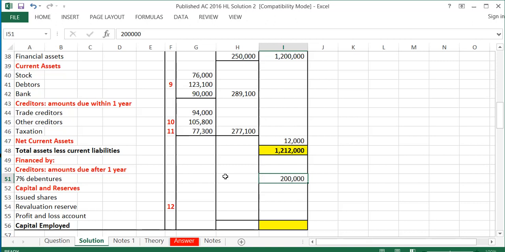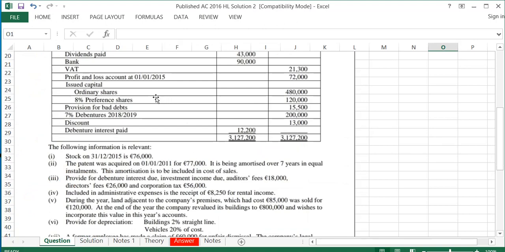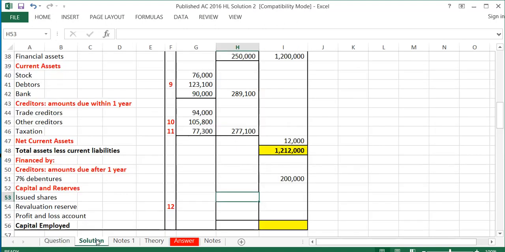Then I have my issued shares, so capital reserves, issued shares. So if I go back to my trial balance, I can see that my share capital was the ordinary shares are 480 and preference shares are 120, which leaves me with 600,000 in total in issued shares.